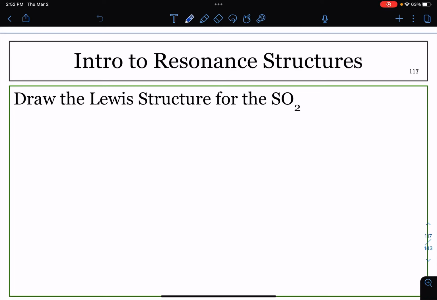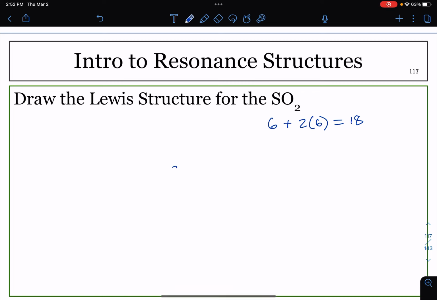In this video, we'll complete Chapter 7 by learning how to draw resonance structures. First, let's draw SO2. We have 6 valence electrons for sulfur and then 6 more for each oxygen. So we have a total of 18 valence electrons.